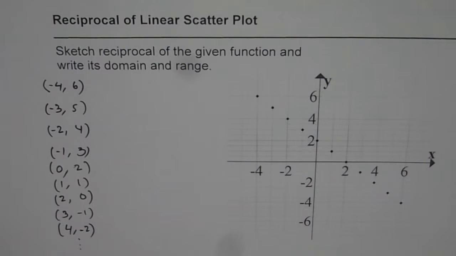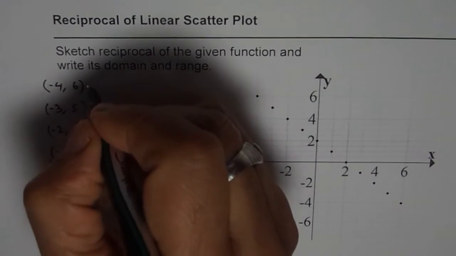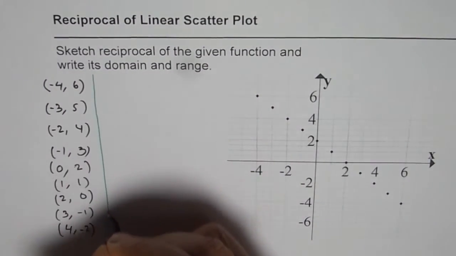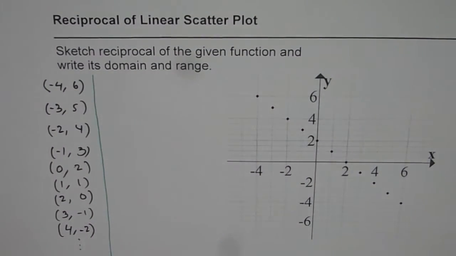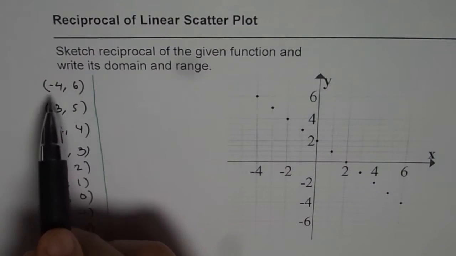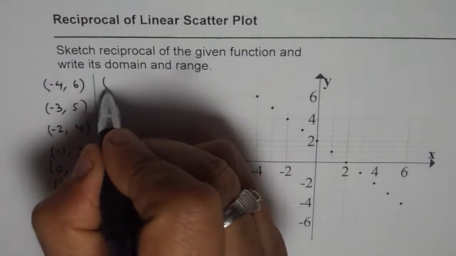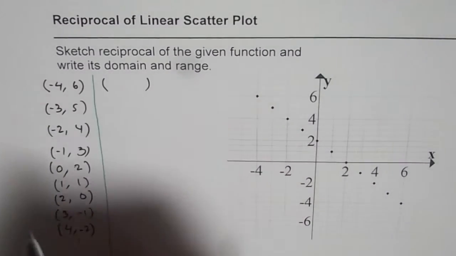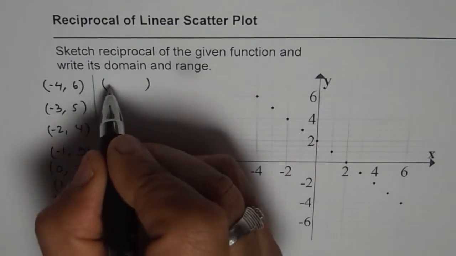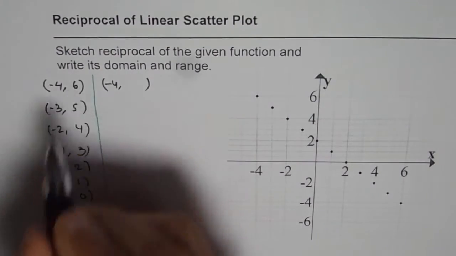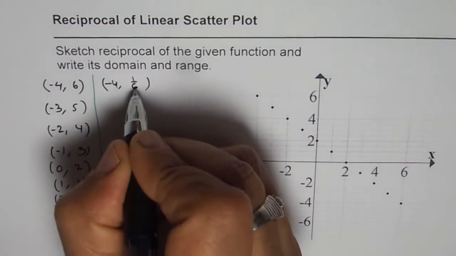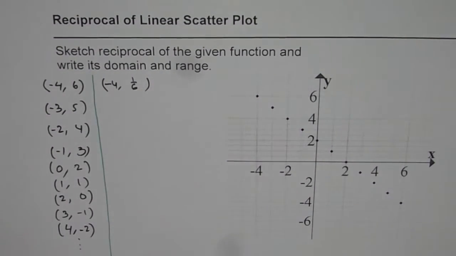Now we need to sketch the reciprocal of the function. So what we can do here is write down the reciprocal and then figure out how to place them on the table. Now when we are saying reciprocal of a function, x values remain the same. Do you understand? The y value is the reciprocal value. So at -4, the reciprocal of 6 is 1/6. So that becomes the reciprocal value. I hope you appreciate that part, right?